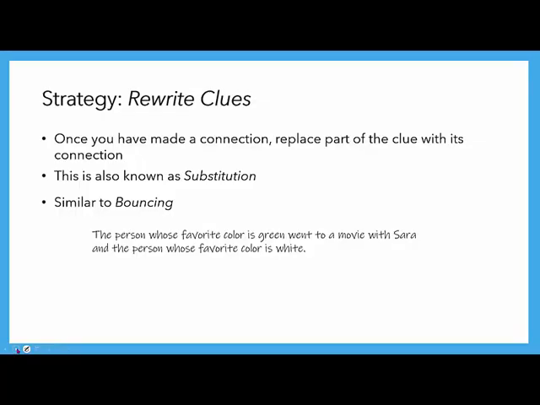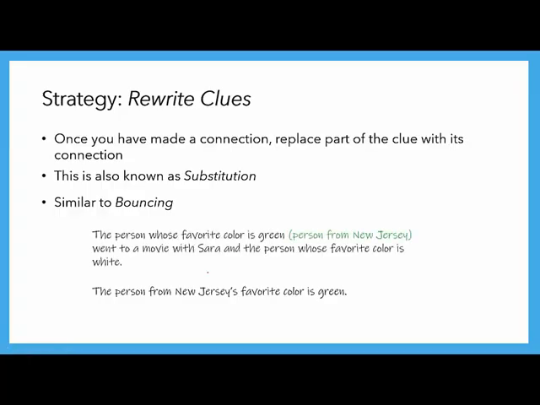So here's an example. Let's say the clue was that the person whose favorite color is green went to a movie with Sarah, and the person whose favorite color is white. What if we also knew that the person from New Jersey's favorite color is green? We just heard something about the person whose favorite color is green. Well, from this clue, we know that that person's from New Jersey. So what if we replaced the favorite color is green with the person from New Jersey, and we reread that sentence? The person from New Jersey went to a movie with Sarah, and the person whose favorite color is white, right? That would give you a different perspective and perhaps new information that you didn't have marked down yet.